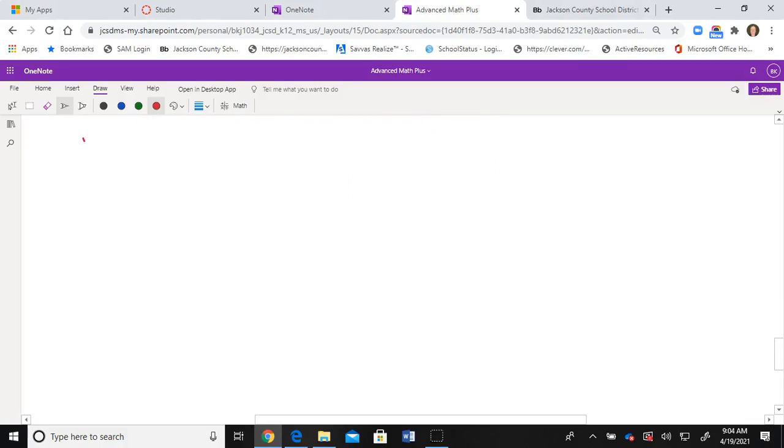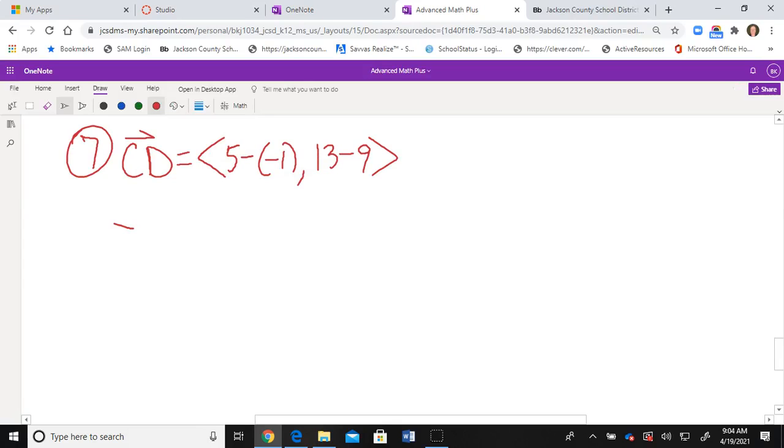Number 7. What are our points? Negative 1, 9, and 5, 13. So we're going to subtract what? 5 minus negative 1, and 13 minus 9. So that will equal 6 and 4.